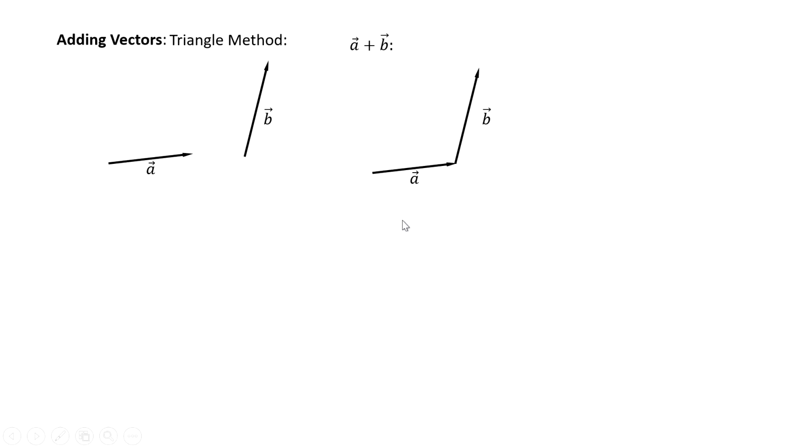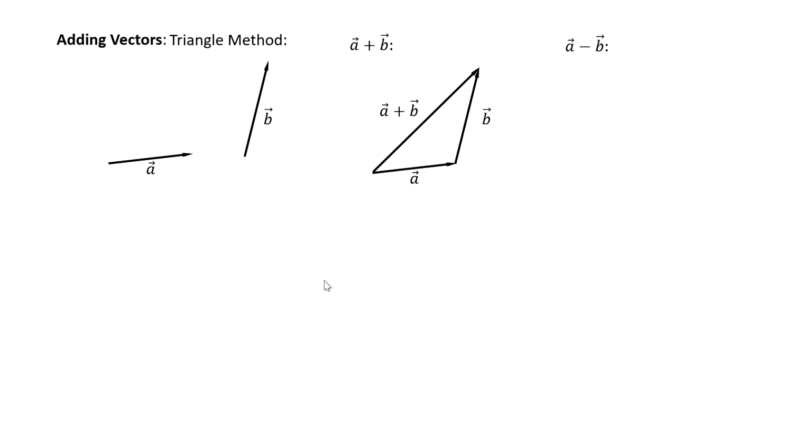Draw A first. Let me go back. Draw A first, and then at the head of A, put the tail of B and draw the vector B. And then join the tail of A with the head of B, and you get the triangle where the biggest line, that vector, is A plus B. The resultant vector, it's called.